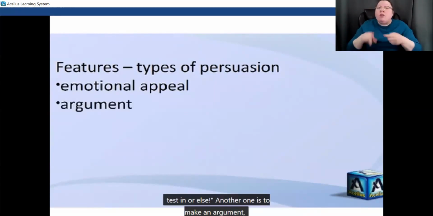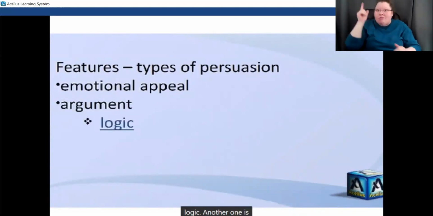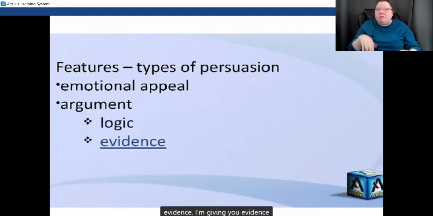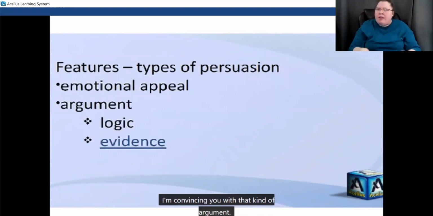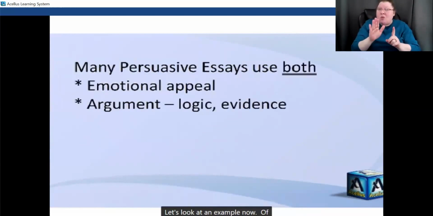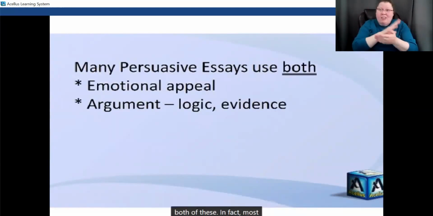Another one is to make an argument to convince our readers, and we'll do that by logic. Another one is evidence. I'm giving you evidence of why you should do a certain thing or think a certain way. I'm convincing you with that kind of argument. Let's look at an example now. Of course, you'll see a lot of times essays will use both of these.